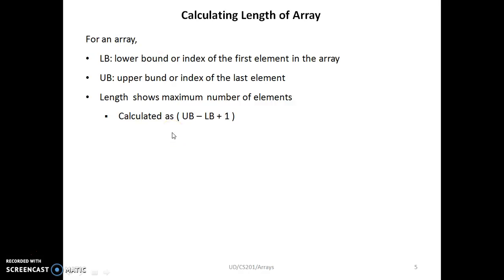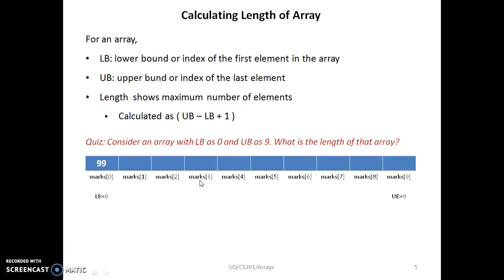Now, you can also calculate the length of the array, provided you know the lower bound and the upper bound of the array. The lower bound means the index of the first element, which for C programming is always 0, and the upper bound indicates the index of the last element. So if you take an example where the value of LB is 0 and UB is 9, what is the length of that array? Take a quick pause. Yep, the correct answer is 10.